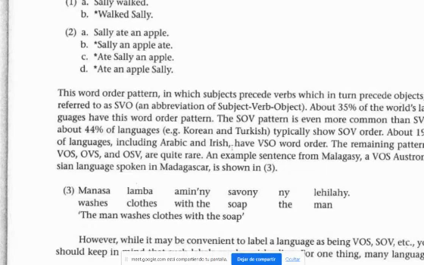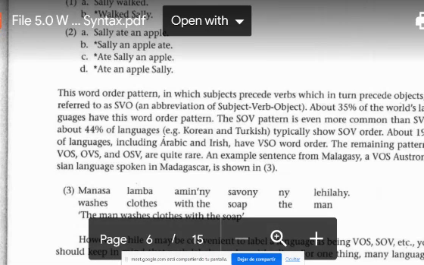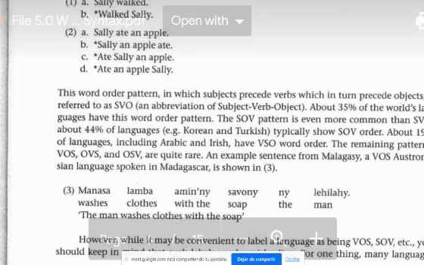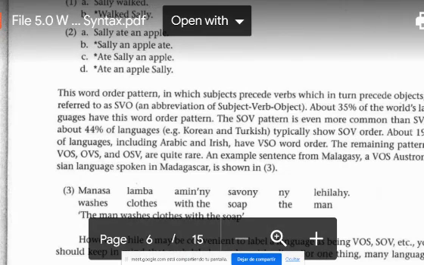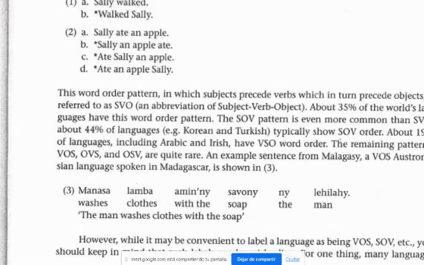About 35% of the world's languages have this word order pattern, SVO. The SOV pattern is even more common than SVO, and represents 44% of languages, of which Korean and Turkish typically show SOV, subject, object, verb order. And about 19% of languages, including Arabic and Irish, have verb, subject, object word order. And when we are going to study language, we need to take into account the syntactic properties, and word order is important.